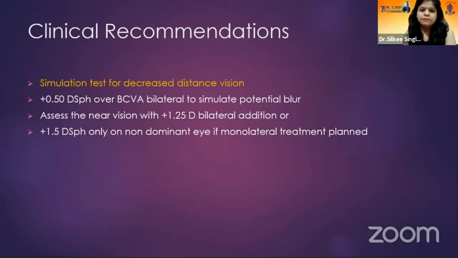It is based on the simulation test for the decreased distance vision, in which we can add plus 0.5 diopter spherical to the best corrected visual acuity bilaterally to simulate the potential blur. While to assess the near vision, we can add plus 1.25 diopter spherical lens bilaterally, or if we are planning the monolateral treatment, we can add plus 1.5 diopter of spherical in the non-dominant eye.